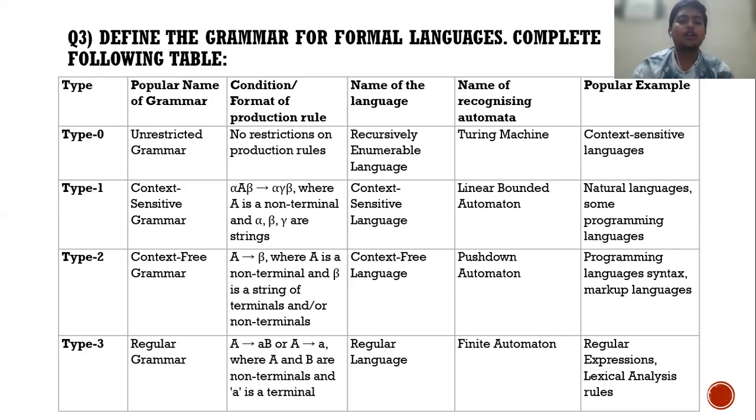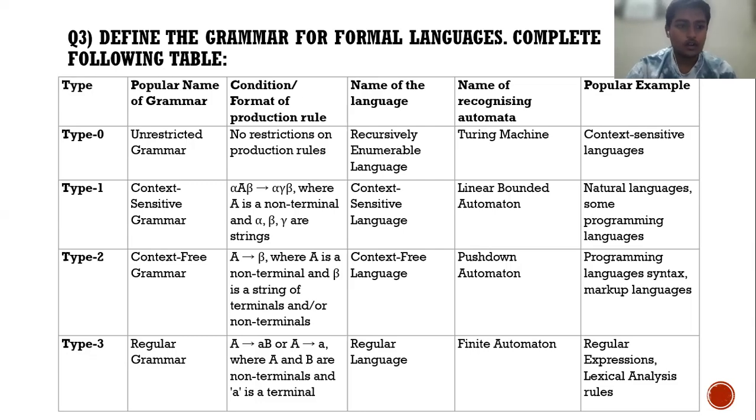Define the grammar for the formal languages. Complete the following table. Here's the table, and we have to fill all the parts here, which is for type 0, type 1, type 2, and type 3. You can pause the video and also read the following table for a better understanding of the question.